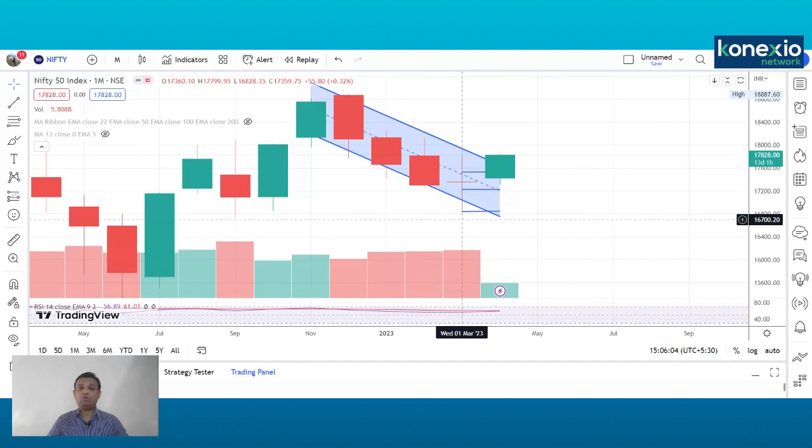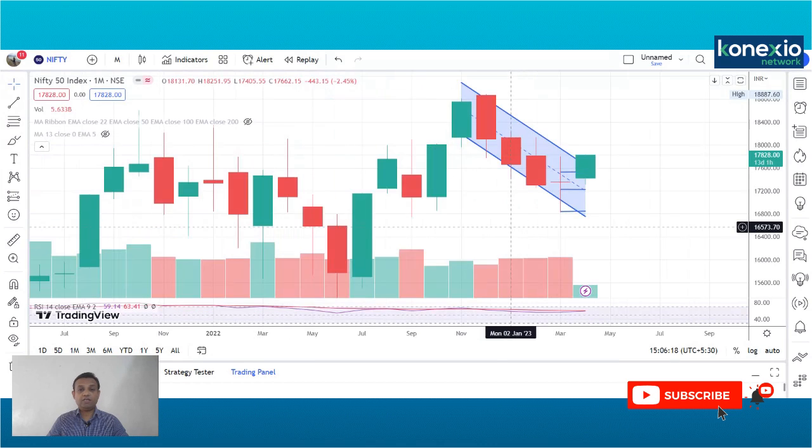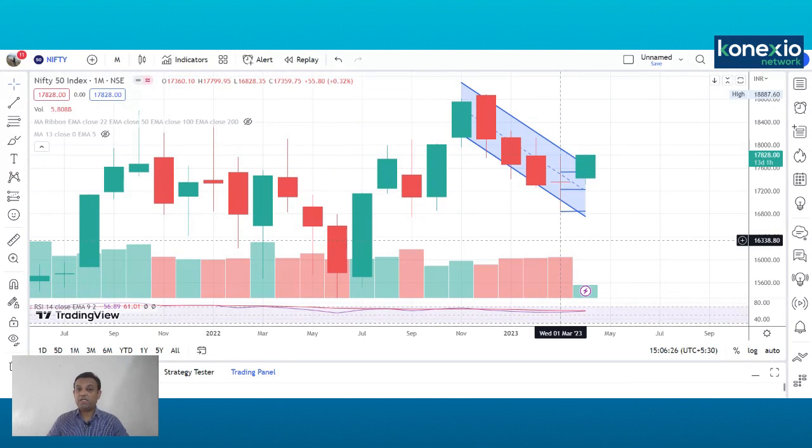17,799 was the high of last month's monthly candle, which is March month's monthly candle. And currently you can see Nifty has closed above those levels. Currently Nifty has closed at 17,828. This is a breakout of the monthly candle. So we can imagine that the markets are poised.